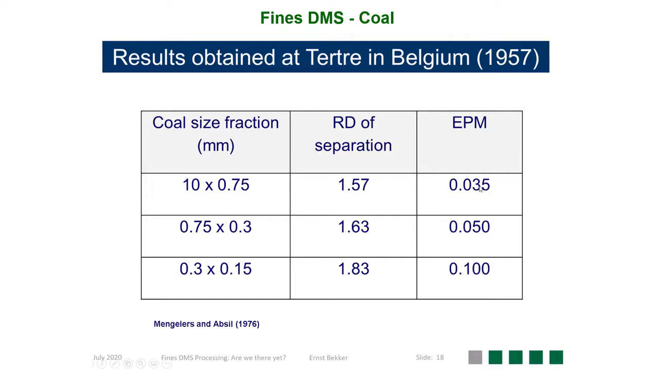As one can see, we went from 0.14 down to 0.1 on the fine fraction, 0.3 millimeter to 0.15 millimeters, and 0.75 millimeters to 0.3 millimeters. The EP became 0.05, which is actually quite good.